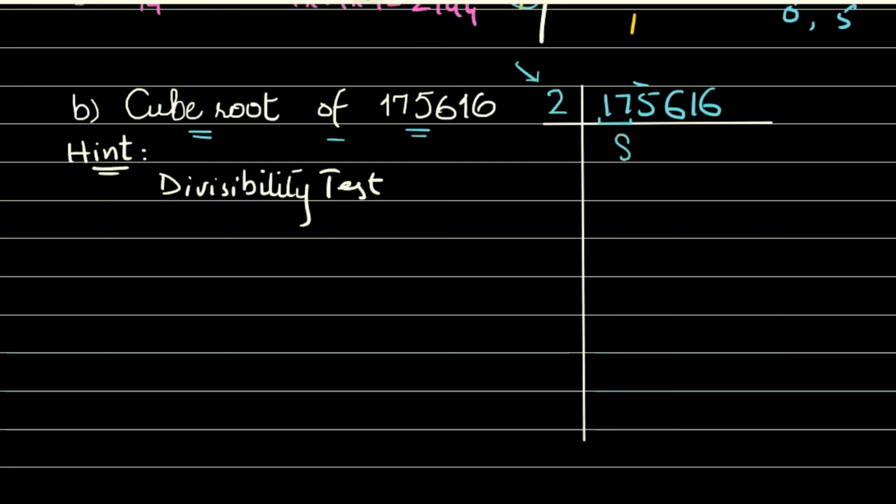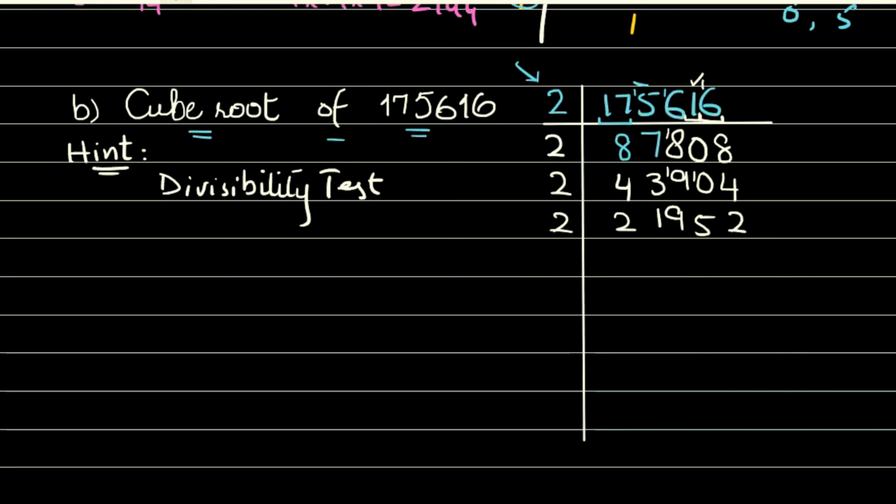So I will go to 8s are 16, 2 7s are 14, 2 8s are 16. Let me write. Two zeros are 0 because that one is smaller than 2. And then it becomes 16, and two 8s are 16. It's again an even number. So I will divide with 2. Two 4s are 8. Two 3s are 6. Two 9s are 18. Two zeros are 0. Two 4s are 8. Two 2s are 4. Two 1s are 2. Two 9s are 18. Two 5s are 10. Two 2s are 4. Two 1s are 2. Two zeros are 0. Two 4s are 8.